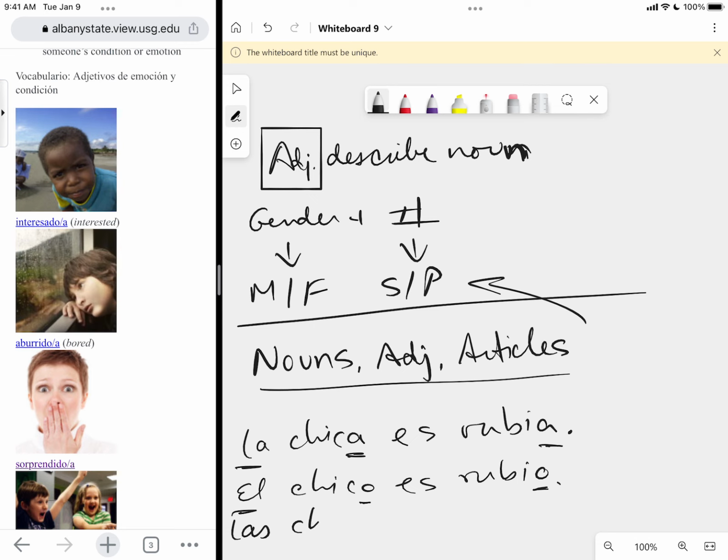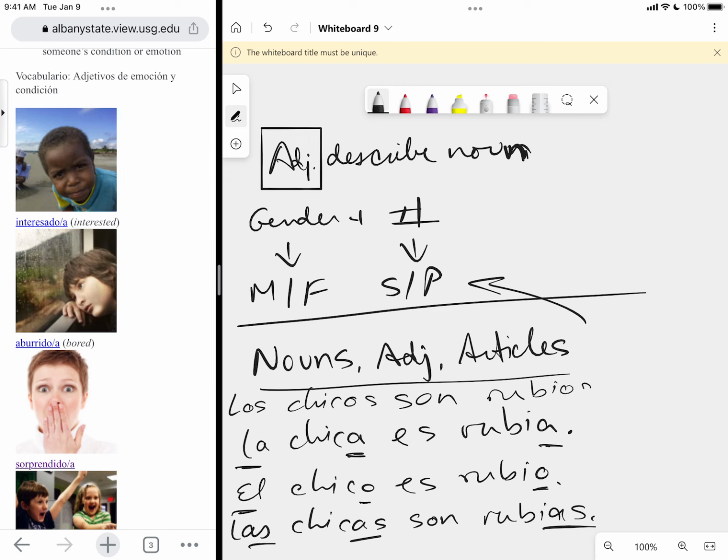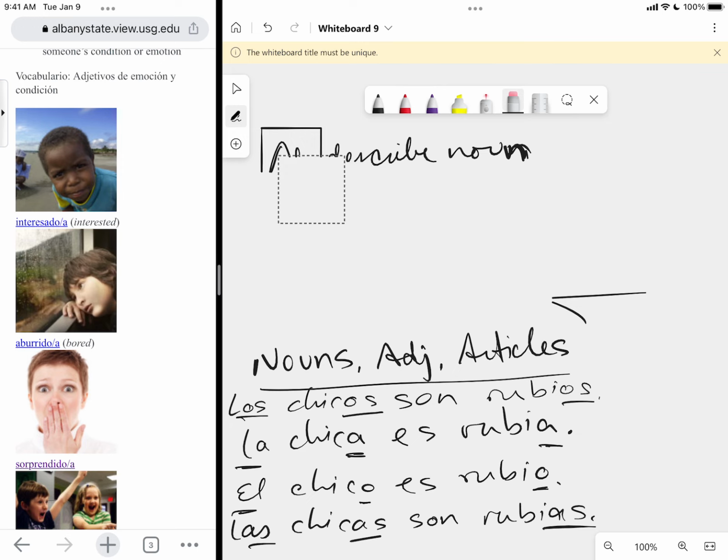How about las chicas? Can you fill in the rest of the sentence and change it from the singular? Son, our verb has to change, rubias. Okay, again, plural female, plural female, plural female. And I bet you can guess the last one. Could you do it with plural masculine? We'll write it up here. Your answer should be this: plural masculine, plural masculine, plural masculine. So again, nouns, articles, and adjectives all are going to follow this rule about matching in number and gender.